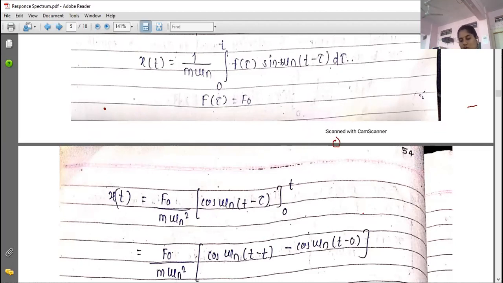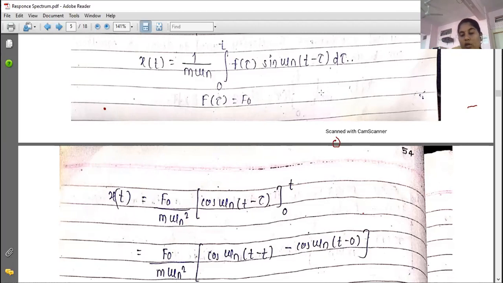What is the integration of sine? Integration of sine is minus cos, but integration of cos is only sine. If you know all the trigonometric functions and their integrations and derivatives, then you can solve such derivations easily. So f of tau at time t is equal to 0 will become f naught. Take it outside, divided by m omega n.